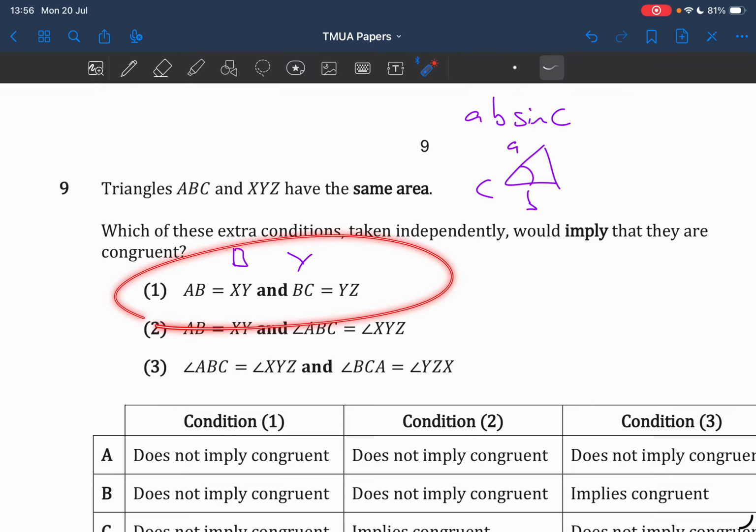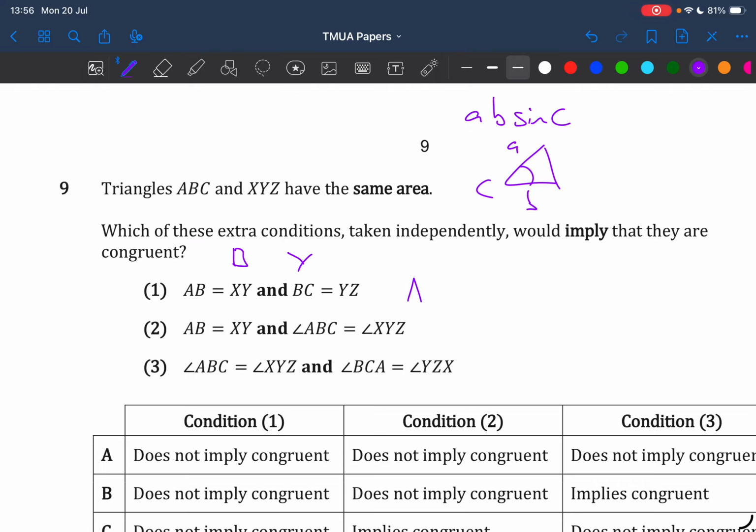But let's keep going. So we know the areas are the same. So we can start from this being equal. We know that AB times BC times sine of B should equal XY times YZ times sine of Y. We can cross some bits out then. AB is the same as XY. BC is the same as YZ. So we do have that the two sines are the same.